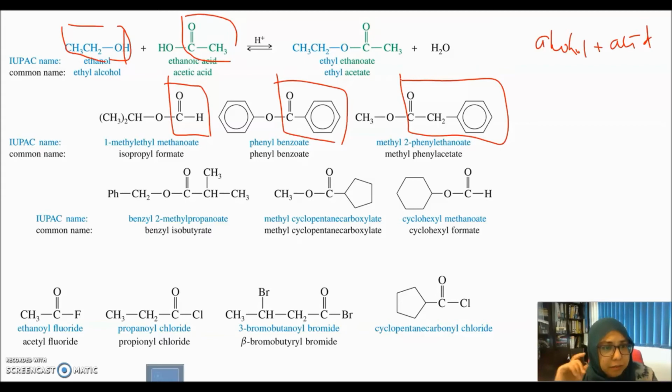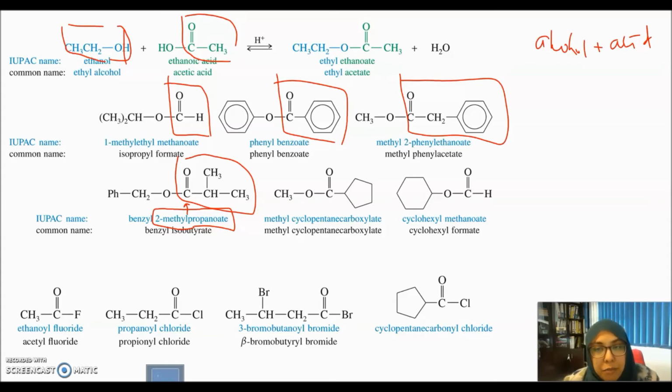Now the next one, again, the way to understand this is look where your carbonyl is. Then the one next to the carbonyl is your acid part. That will be your end part there. In the case like that, it is 2-methyl propanoate.